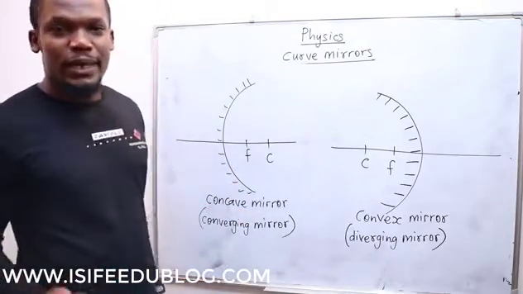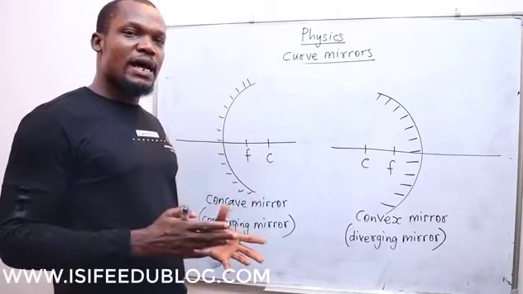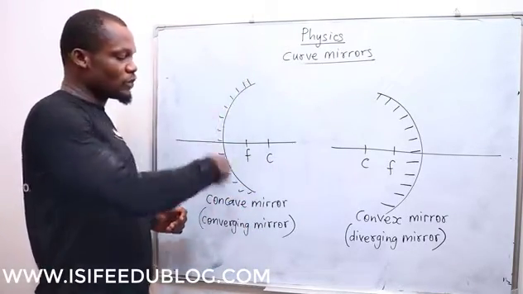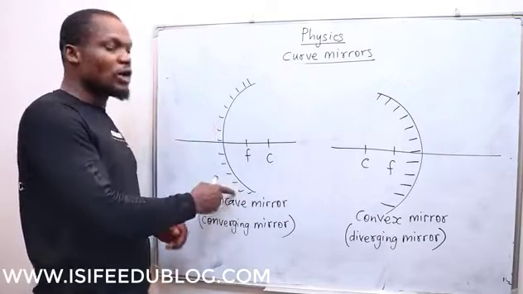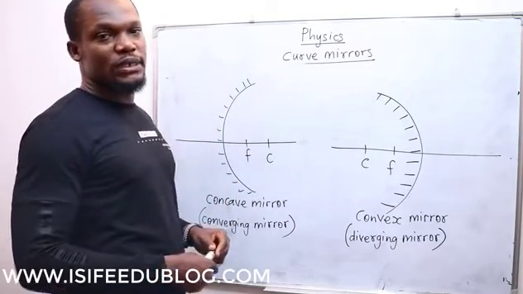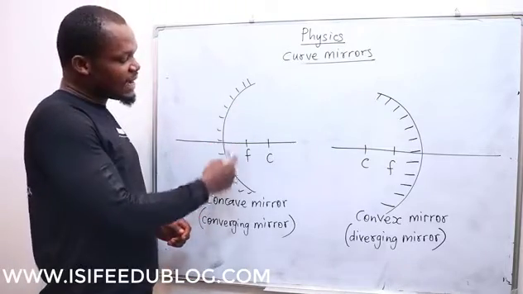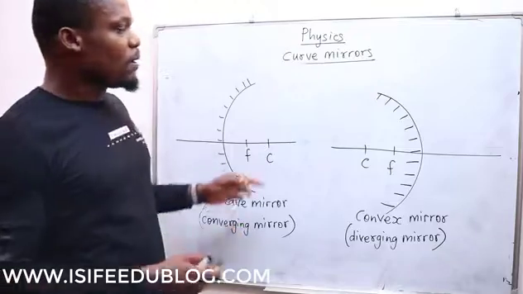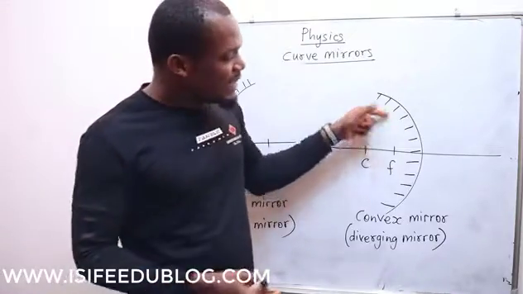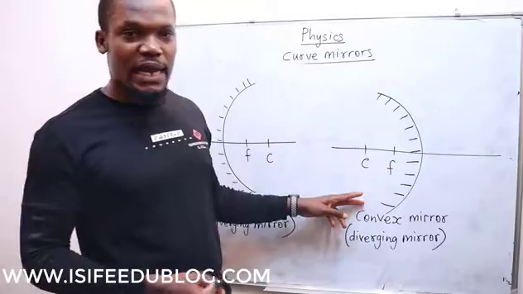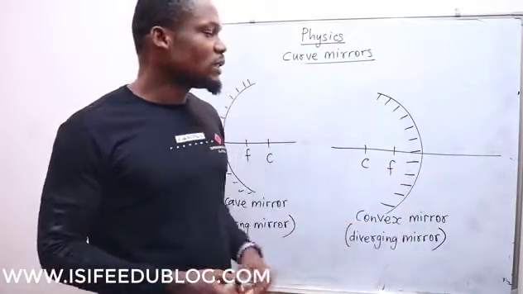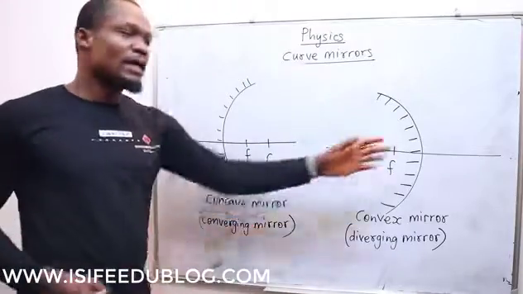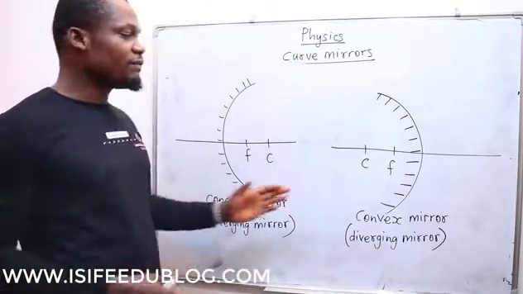A concave mirror is a spherical glass whereby the silver is used to coat the outside. So when you coat the outside of a spherical glass with the silver, the inside becomes the shiny part, which represents the mirror. But when you coat the inside of a spherical glass, the outside becomes the mirror itself. So these are the two types of curve mirrors. We have the concave and the convex mirror.